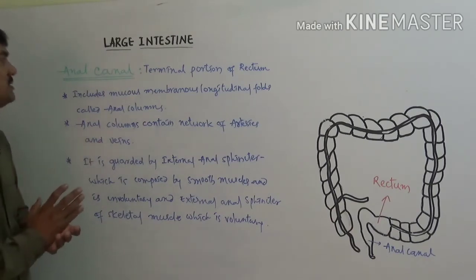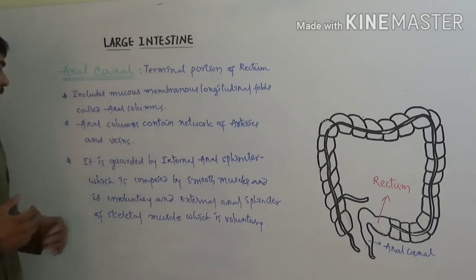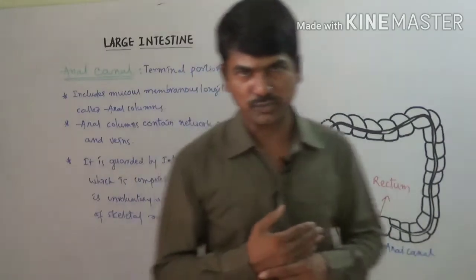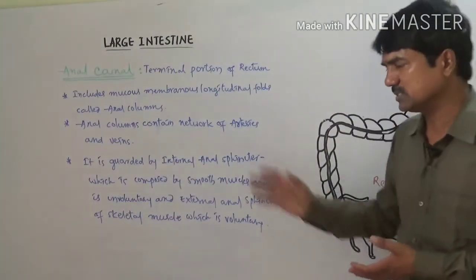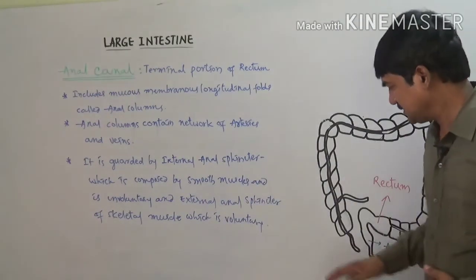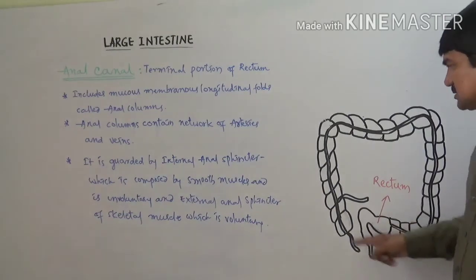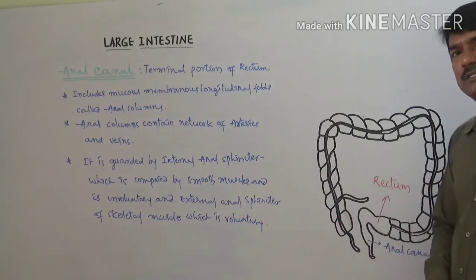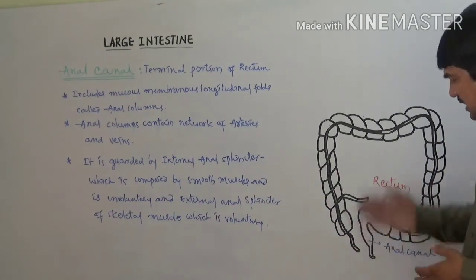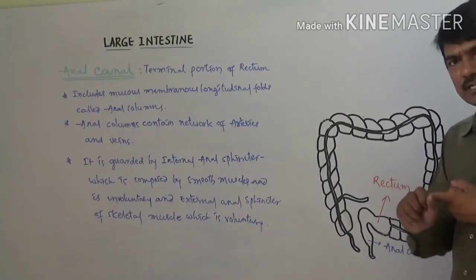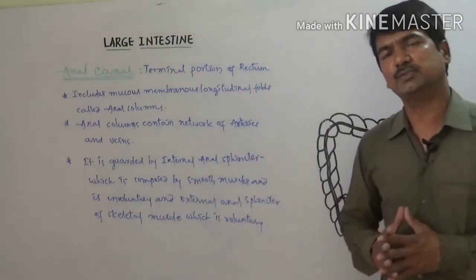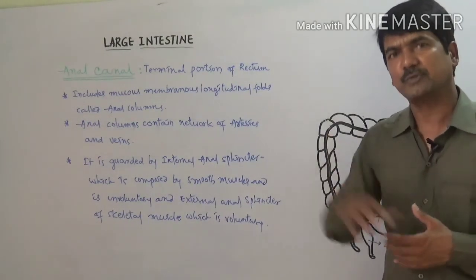The anal columns are present inside the anal canal, and it is guarded by internal anal sphincters as well as external anal sphincters. The internal anal sphincters are composed of smooth muscles and are involuntary in action, whereas the external anal sphincters are composed of skeletal muscles and are voluntary in action. So the anal canal is composed of internal anal sphincters as well as external anal sphincters, and both are very important to release the feces whenever the feces comes from the rectum region.